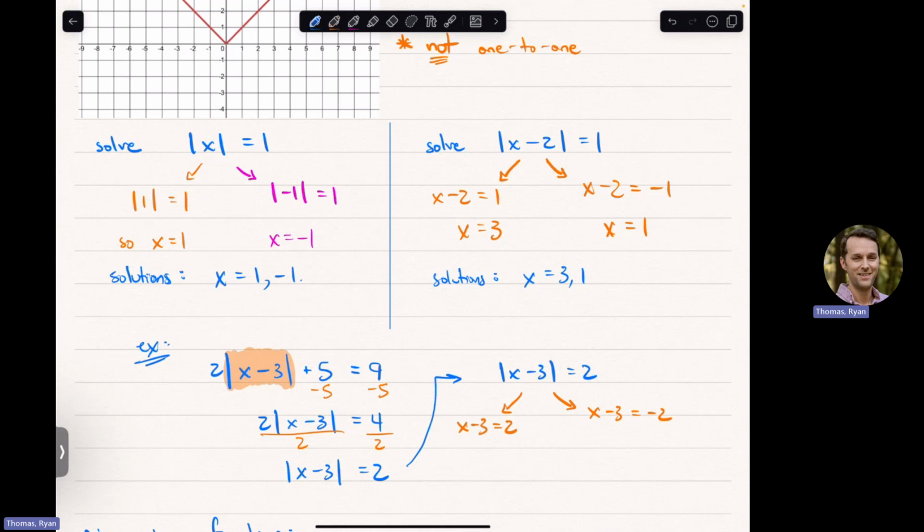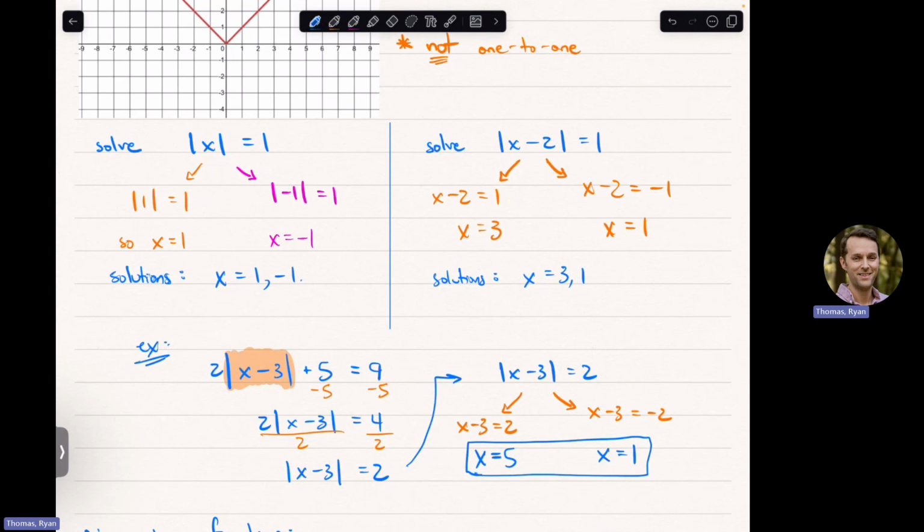If x minus 3 is 2, then x itself is 5, adding 3 to both sides. And if x minus 3 is negative 2, then x itself is 1. And those are our 2 solutions to this equation then. Okay, so that's kind of the basics of how the absolute value thing works.